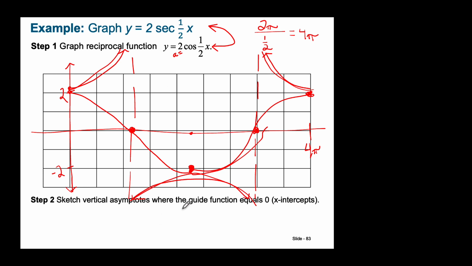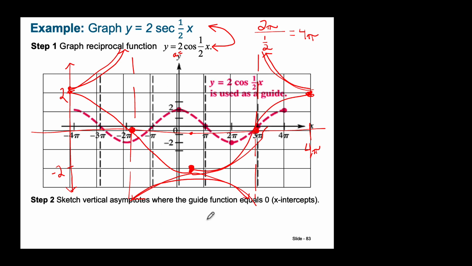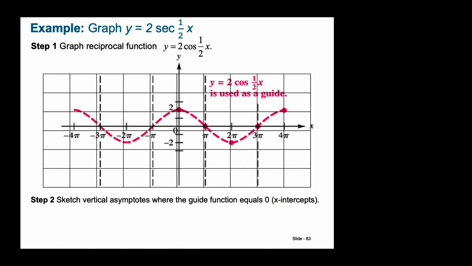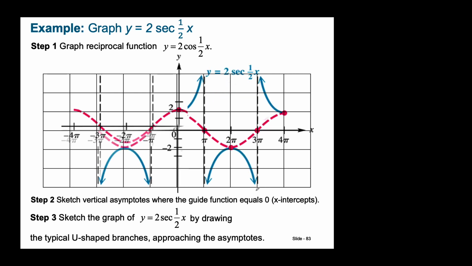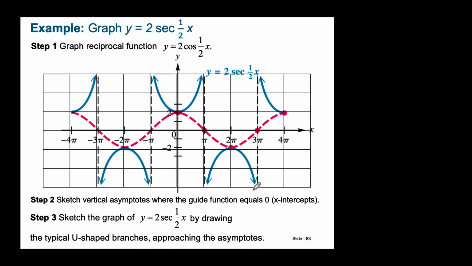All right, I'm going to erase all of my pen and show the much nicer one. Okay, there we go. There we have the graph of y equals 2 cosine 1/2 x. That's used as our guide. Asymptotes are drawn wherever it crosses the x-axis, and then sketch the graph of y equals 2 secant of 1/2 x by drawing the typical U-shaped branches approaching the asymptotes. Looks like that. That looks much nicer than the one that I drew up for us. So we can see the period is 4 pi, we can see the amplitude is 2. We can see the parent function there. I like how they left this with a dashed line for us to see how these two work together.